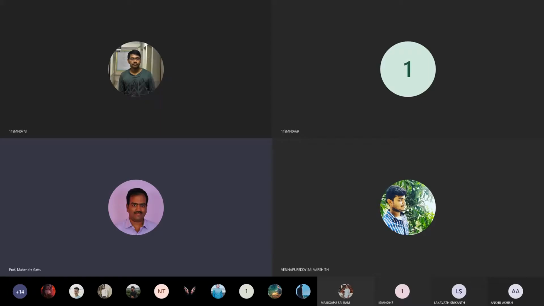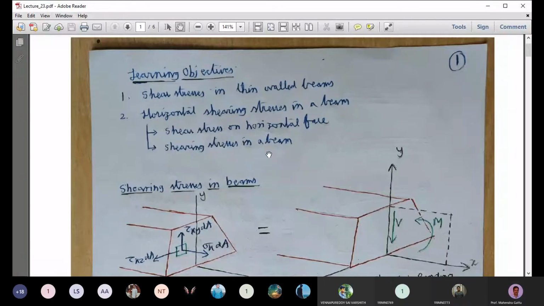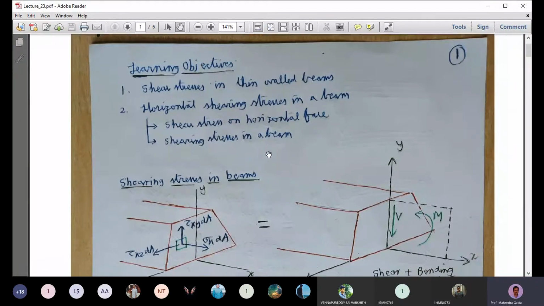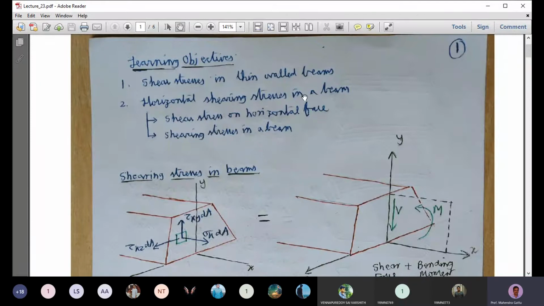In beams. Okay, so specifically shear stress in thin wall beams. There is a difference between thick wall and thin wall, so that we will discuss at the end of the class.